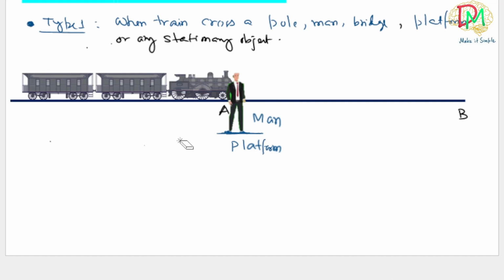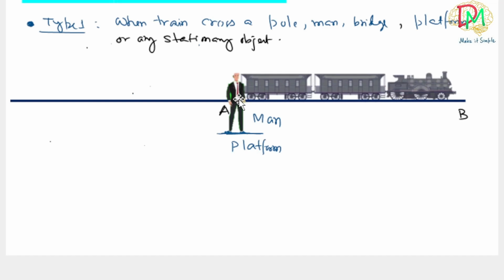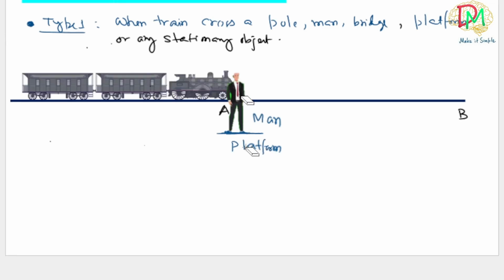Let's take this example. Here, this man is standing on a platform and this train is crossing this man. So how much distance is traveled? Now we consider the train travels with constant speed. Let's consider this v meter per second, and the length of the train is L. Now you can say that the distance traveled by the train while crossing the man would be equal to the length of the train itself. This is because the train length is covered as it passes the man.